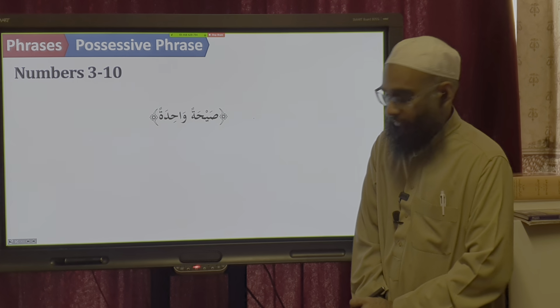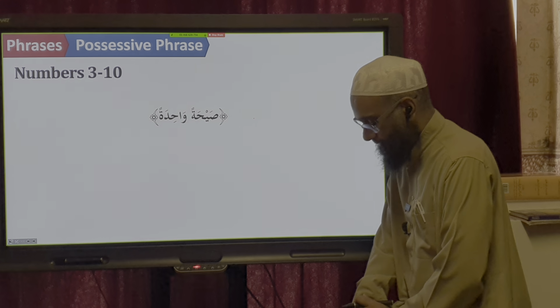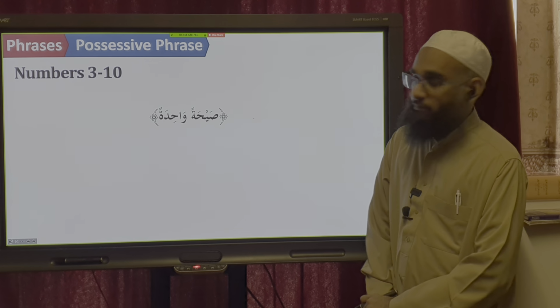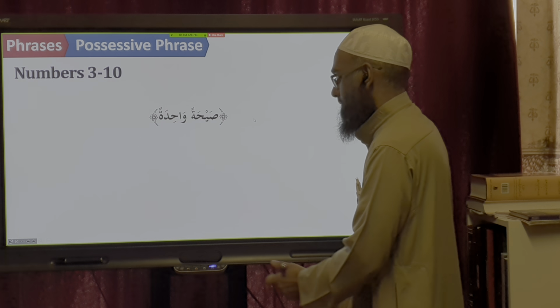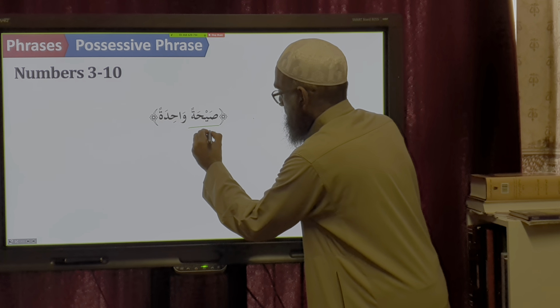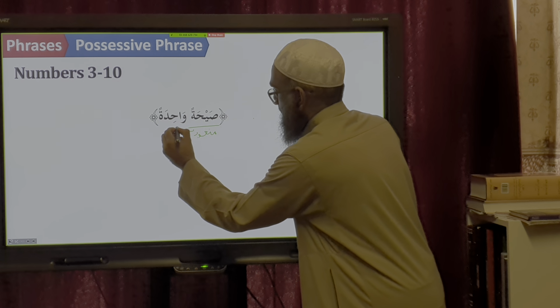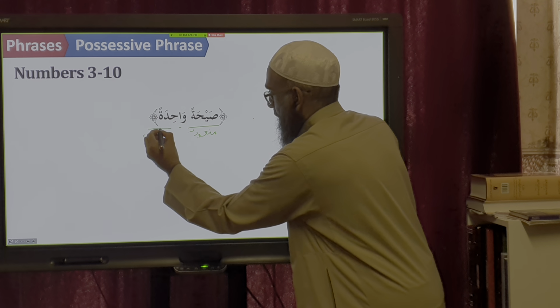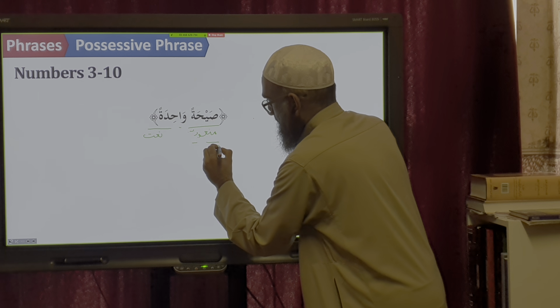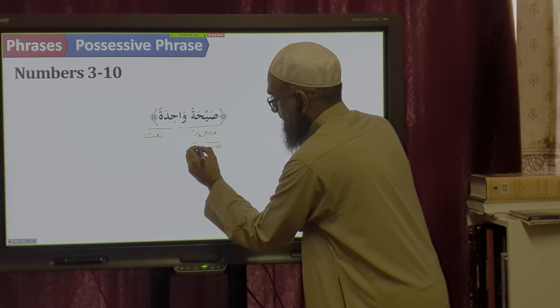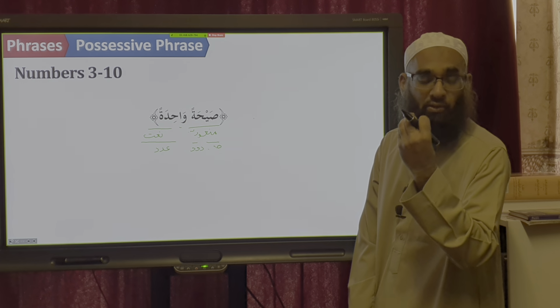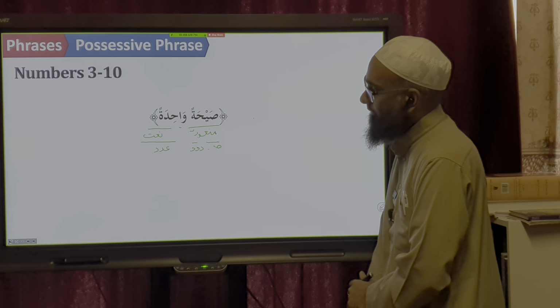For example, a few Quranic examples. Muhammad, start. Sayha is man'oot, and wahida becomes na't. You also label it as ma'dood, the thing you're counting, and this becomes the adad. Sayha means scream. So on the day of Qiyamah, when Allah subhanahu wa ta'ala wills to destroy the world, it will be sayhatan wahida, one scream, and everything will be destroyed.